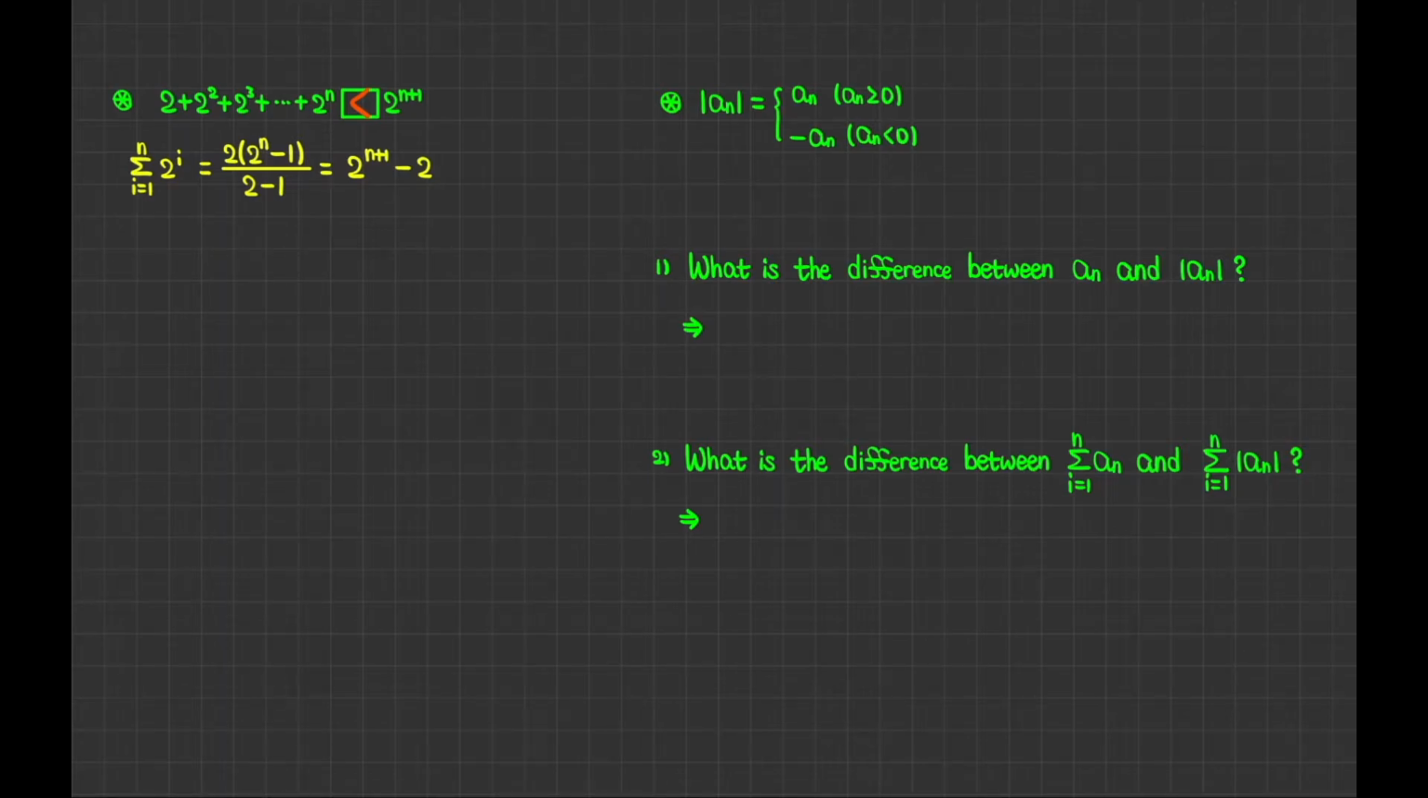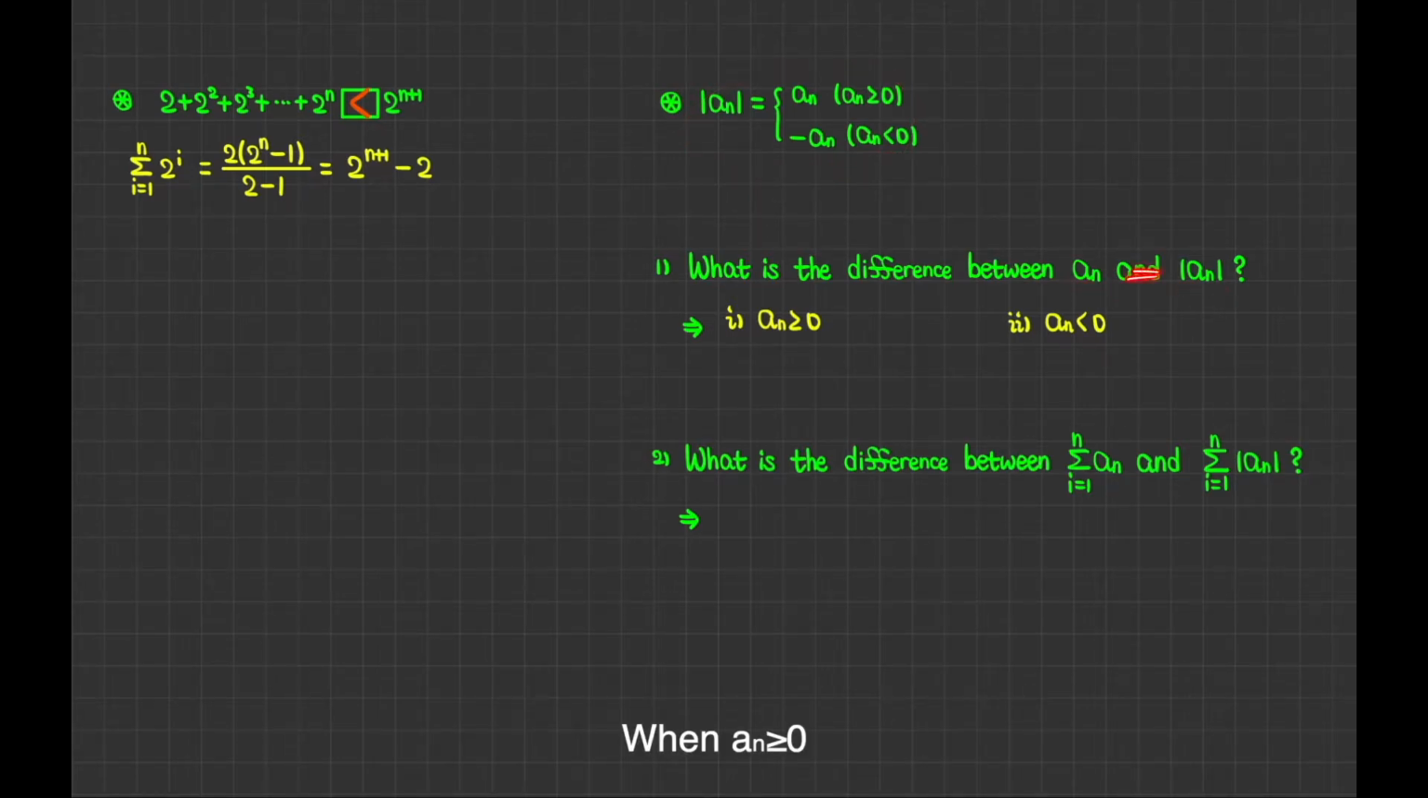The first one is: what is the difference between an and the absolute value of an? We can actually divide this into two cases. The first case is when an is positive or equal to 0, okay? And the second case is going to be when an is negative. So by using this concept, there's no difference between these two.